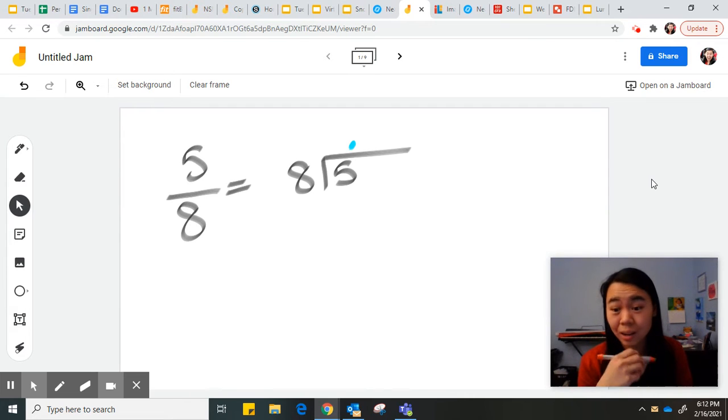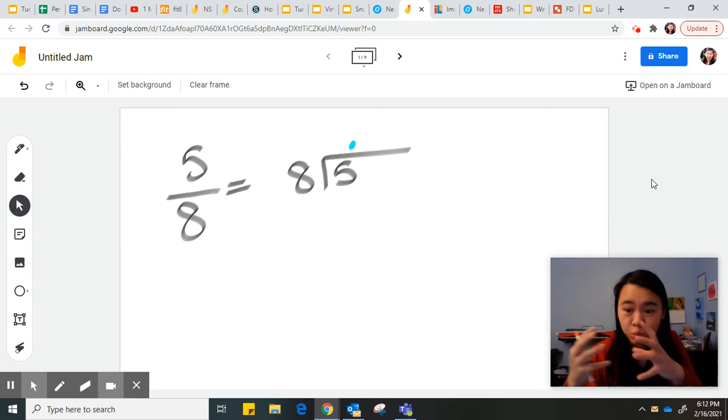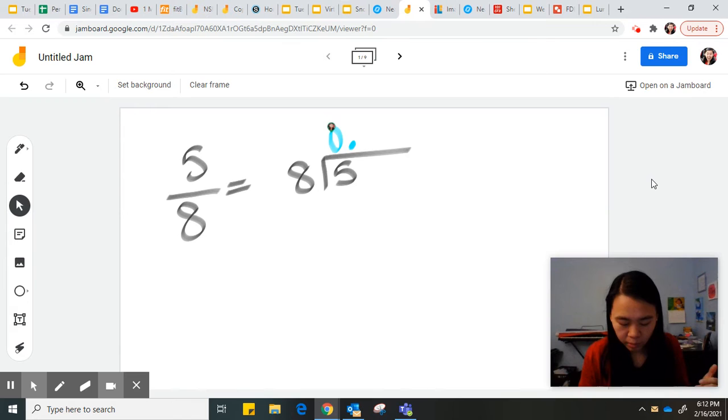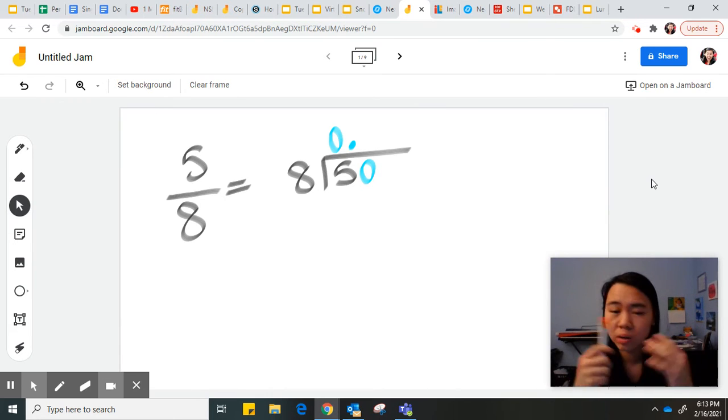Can we make a group of 8 out of 5? And I always talk about it like Skittles. If you had 5 Skittles, could you pull out a group of 8? You can't, right? So 0 times, and then we're going to add a 0. Can 8 go into 50? Now you want to get as close to 50 as you can without going over. So you can just start somewhere in the middle.